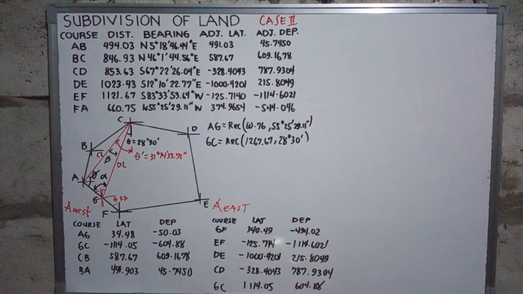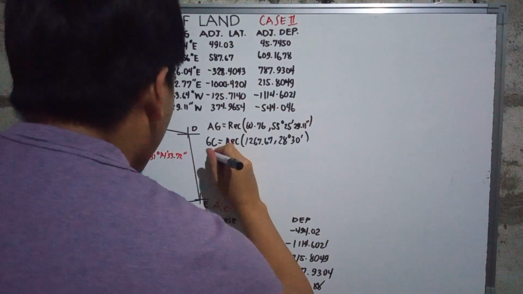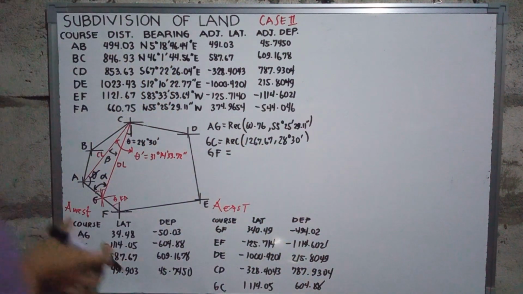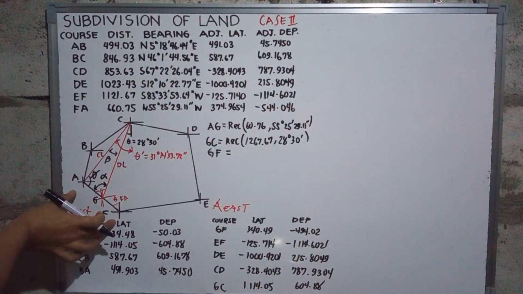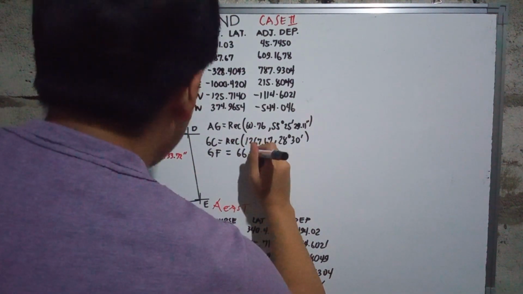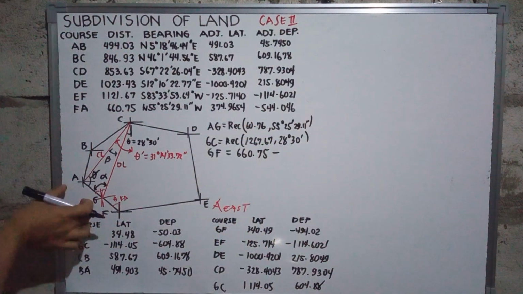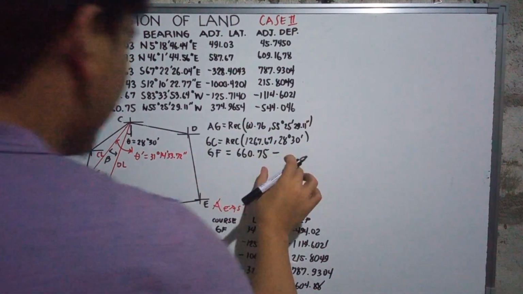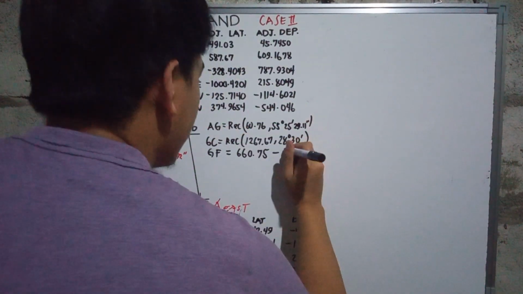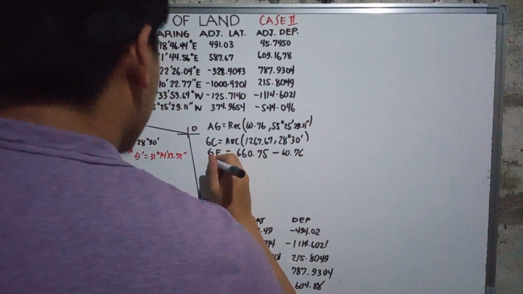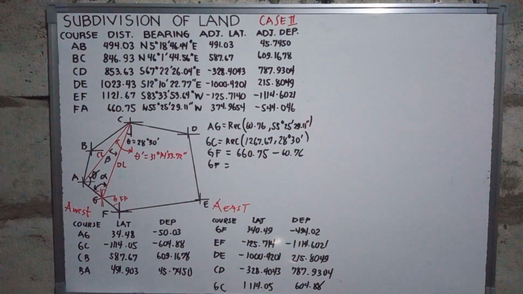So kung mapapansin niyo GF natin, eto yan. So to calculate for the length of GF is equal to yung AF natin or the FA, which is equal to 660.75. Ima-minus mo lang siya sa value ng AG natin. So makukuha na natin si GF. So the value of our AG is 60.76. GF is now equal to 599.99 meter.